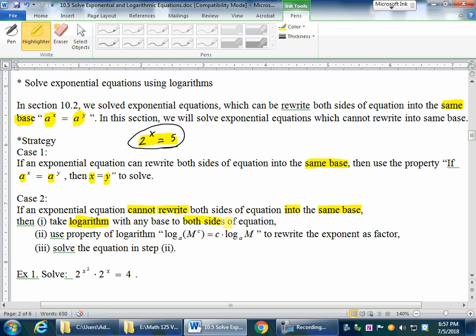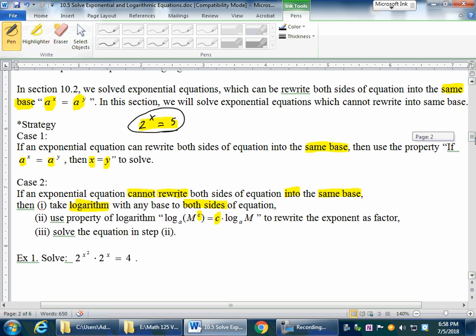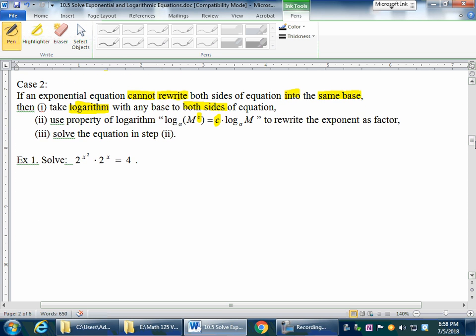By doing that, it will allow us to use one of the properties of the logarithm, which is log base a of m to the c power. We want this c power to become a factor at the base level. So from the exponent level, we can bring it down to the base level, and from there on, we can solve. So that's what we want to look at. Let's review a little bit.